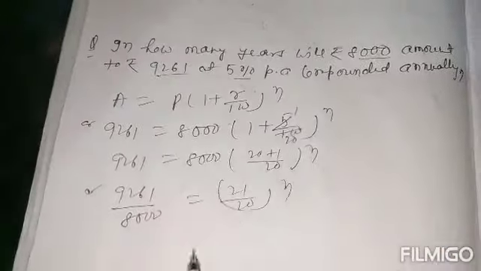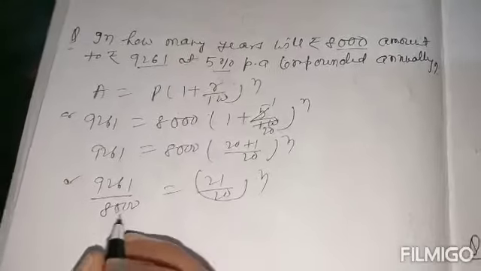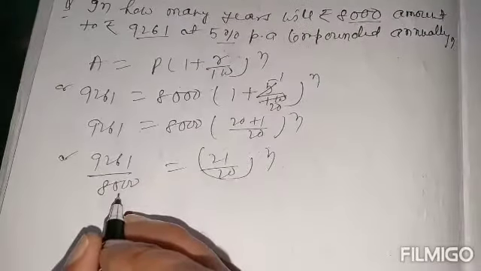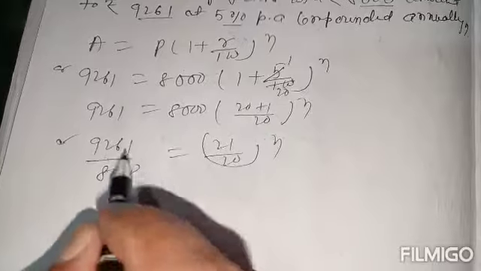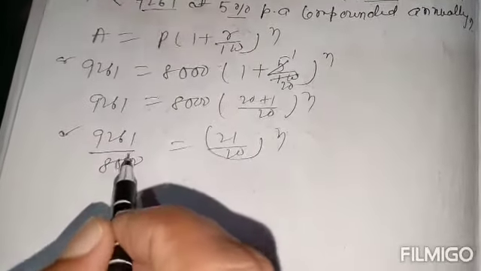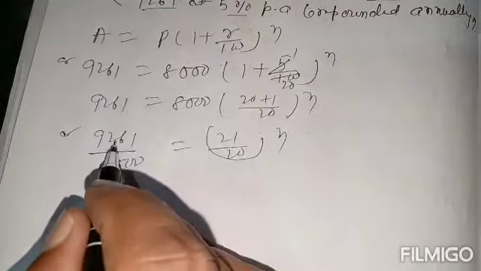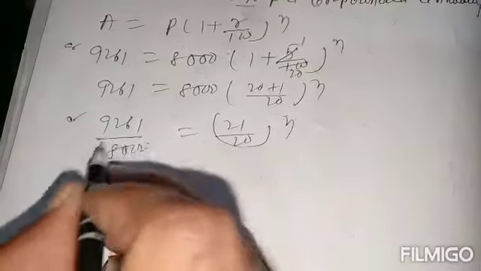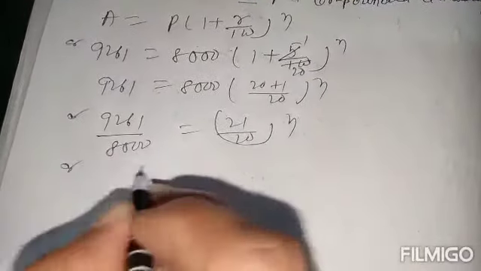So 5 ones are 5, 5 twenties are 100, so it means 9,261 is equal to 8,000 into (1 plus 1 by 20) to the power time, or 9,261 by 8,000 is equal to (21 by 20) to the power n. Now here 8,000 is the cube of 20, 20 into 20 into 20. Obviously this amount is more than the cube of 20, so here we will try. Here we see that 9,261 is the cube of 21.